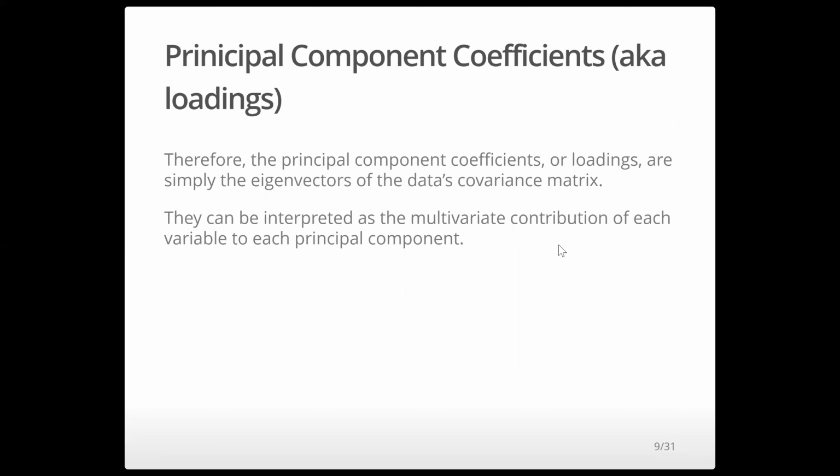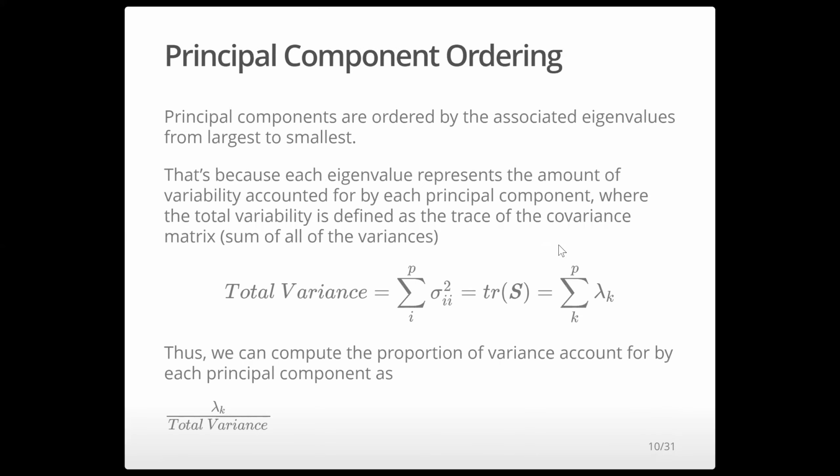So the principal component coefficients, or the component loadings, are just these eigenvectors. The first eigenvector is the first set of coefficients, the second one is the second set of coefficients, and so forth. And they can be interpreted as the contributions of each variable to each principal component. And so we order them by the size of the associated eigenvalues from largest to smallest, since each eigenvalue represents the amount of variability accounted for by each principal component.